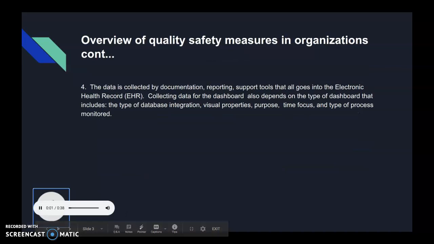Hello, my name is Lauren Larkins, and we're on slide 3, continuing the topic of Overview of Quality Safety Measures in Organization. Number 4, the data is collected by documentation, reporting, and support tools that all go into the electronic health record, or EHR. Collecting data for the dashboard also depends on the type of dashboard, which includes the type of database integration, visual properties, purpose, time focus, and type of process monitored.